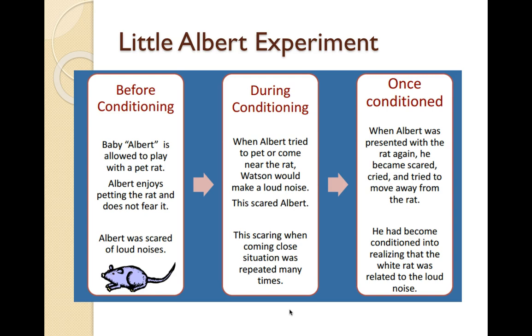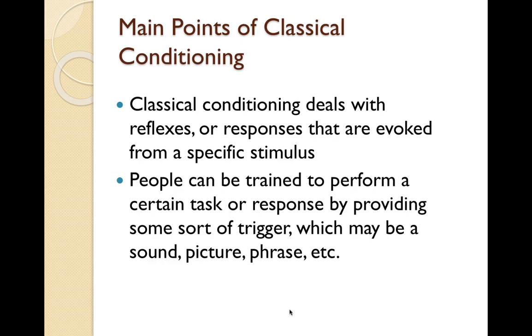However, Albert was scared of loud noises. So during the conditioning process, every time that Albert would come to pet the rat, Watson would make a loud noise, which scared Albert. He repeated this many, many times until Albert was eventually conditioned to the point where when he was presented the rat, Albert became scared and cried and moved away. So he became conditioned into realizing that the white rat was related to the loud noise.